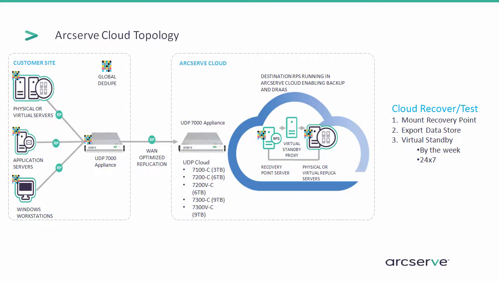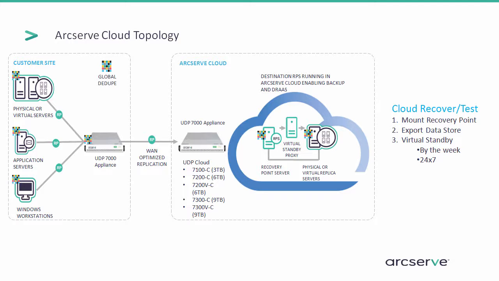Once the recovery points are replicated to the Arcserve Cloud, there are three types of cloud recovery methods. 1. Mount recovery point. Using the UDP agent in the cloud, connect to the cloud RPS server to browse and mount recovery points. 2. Export data store. Opening a ticket with Arcserve support, an export of the cloud data will be arranged.